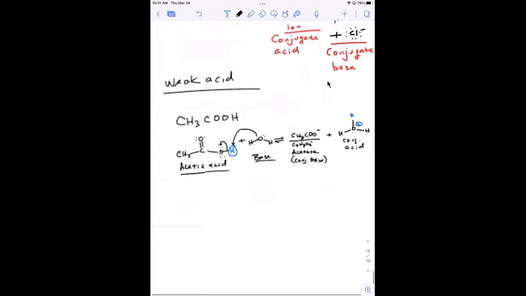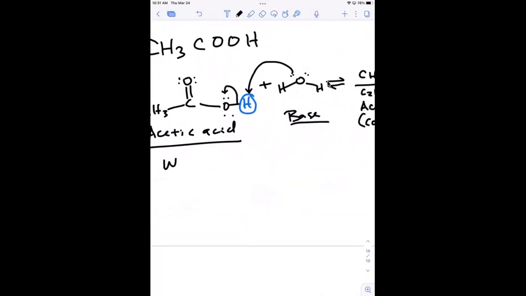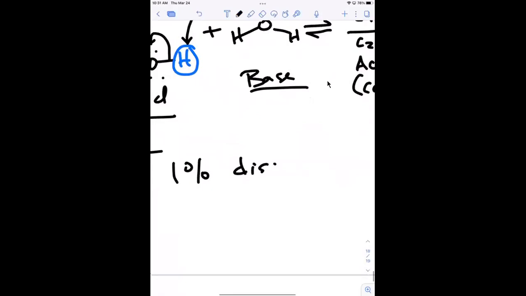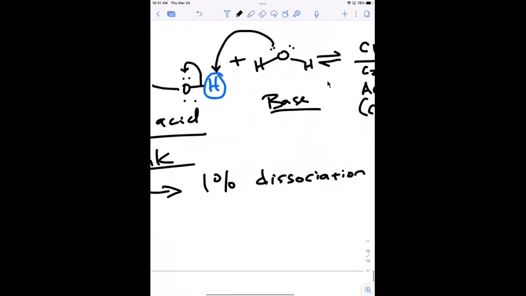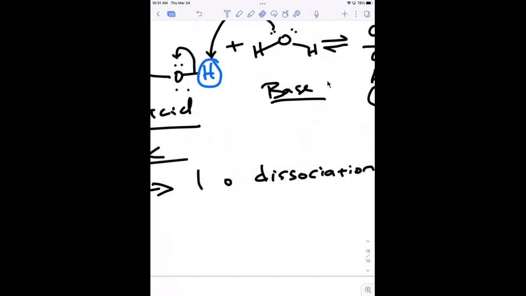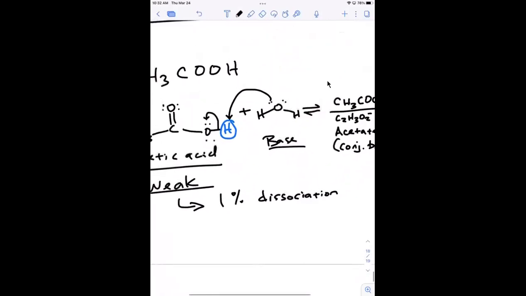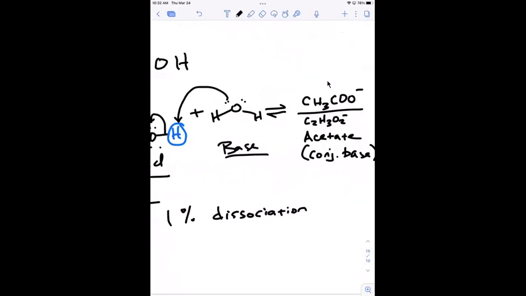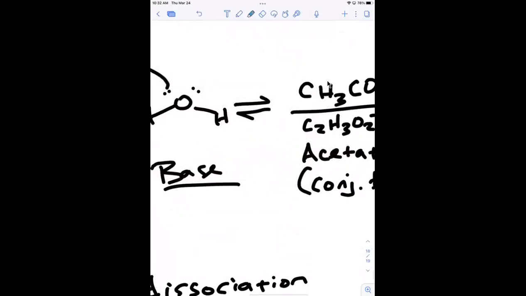But acetic acid is actually very weak. When you dilute this with water, only about 1% dissociates. Only about 1%.